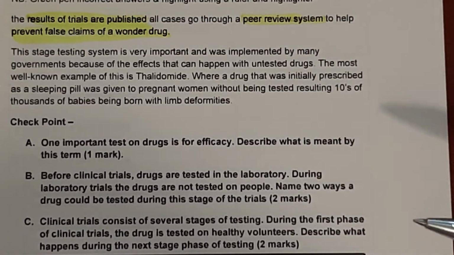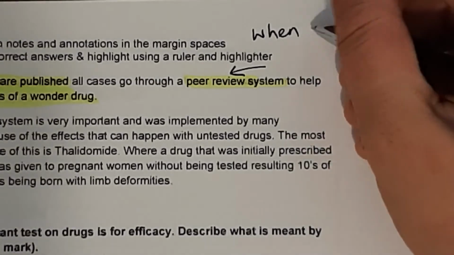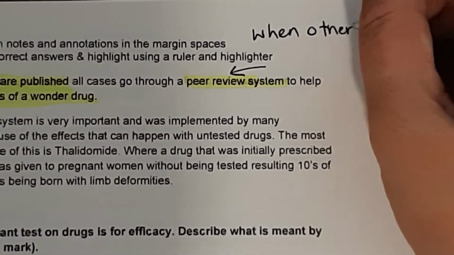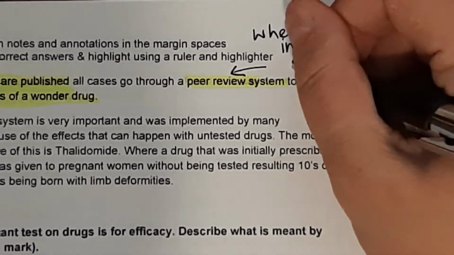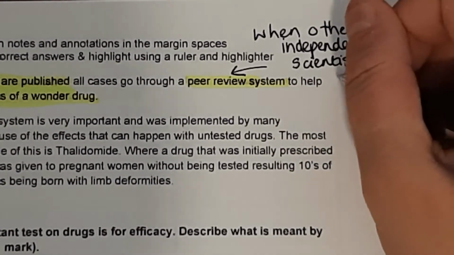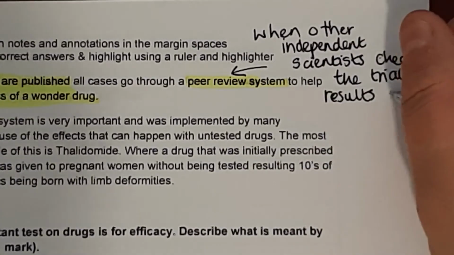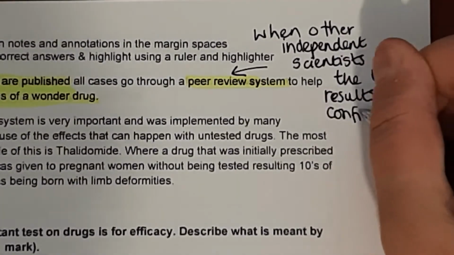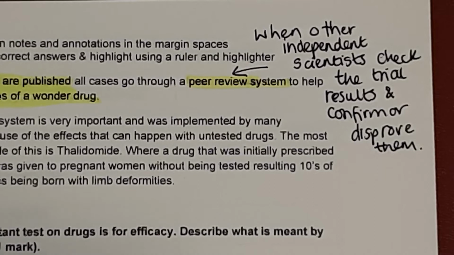So independent scientists check the process and they confirm or disprove the results of the trial. So peer review is when other independent scientists check the trial results. It's when other independent scientists check the trial results and confirm or disprove them. And that's what peer reviewing is.